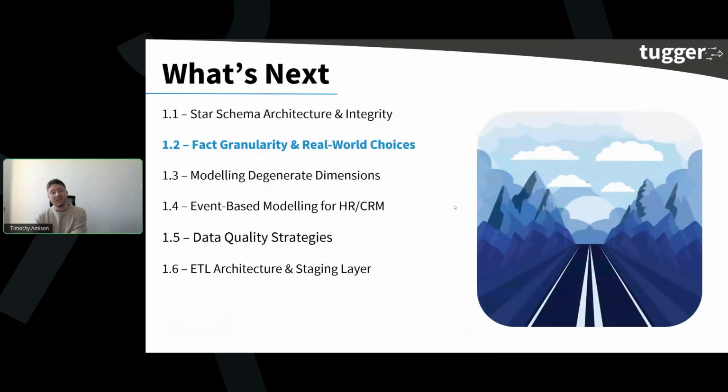So like I said, what's coming next? Now we've done a very brief whistle-stop tour of the Star Schema, what it is. But next we'll talk more about the fact granularity. So this is our rule 1, and how that works in real-world choices about what should be in 1 fact table, 2 fact tables, 3 fact tables, etc. And then we'll progress from there.